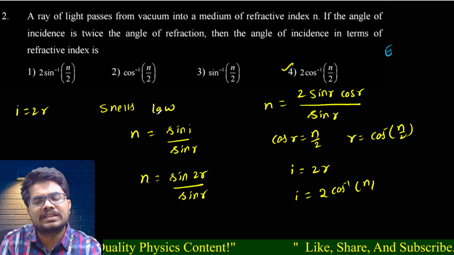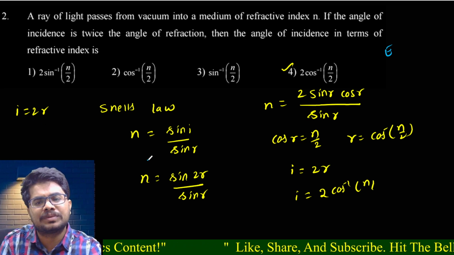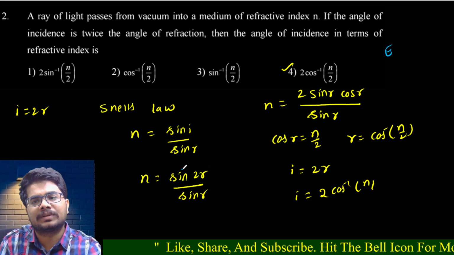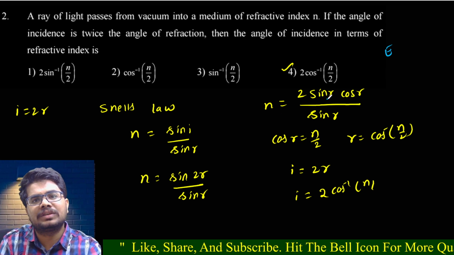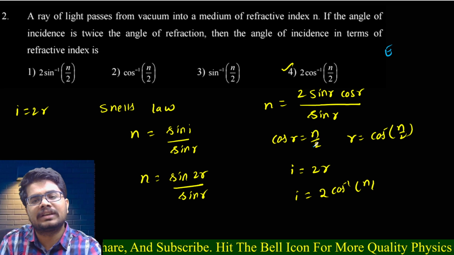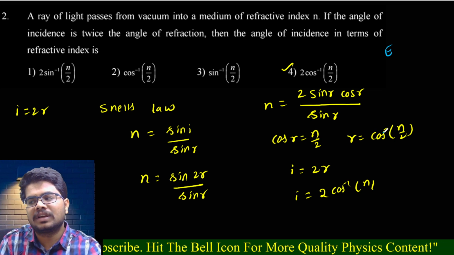Snell's law, we know that n equals sin i by sin r. In the place of i, I am going to substitute 2r. So n equals sin 2r by sin r. The sin 2A formula I am going to apply here: 2 sin r cos r by sin r. Sin r will get cancelled. Cos r equals n by 2, I am just sending this 2 here. So r equals cos inverse of n by 2.